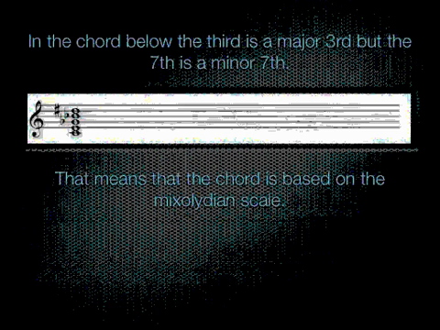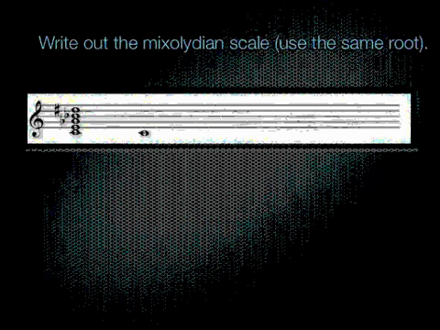In this chord, the third is a major third, but the 7th is a minor 7th. So that means it's based on the mixolydian scale. So if we write out the mixolydian scale, then we can compare. In this case, the C is in the scale, the E is in the scale, the B flat is in the scale, but then the G flat and the D sharp are not.